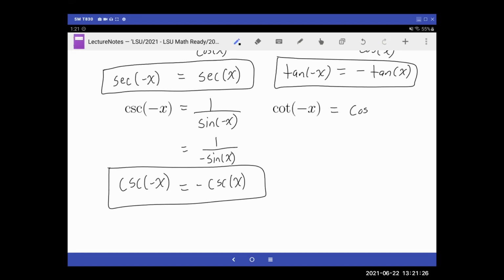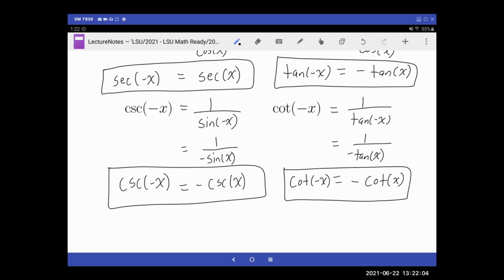Cotangent, now I could do cosine of negative x over sine of negative x. That's one way to work it out, but let me change it up a little bit since I did that with tangent. Let's say it's 1 over tangent. It's another way to look at cotangent. We already know that tangent is odd, so the negative forces the tangent to be a negative, forces the function to be negative. And 1 over tangent is cotangent, and the negative is still on the outside. So there we go. It's as if the negative inside got transferred to the outside. In other words, cotangent is odd as well.